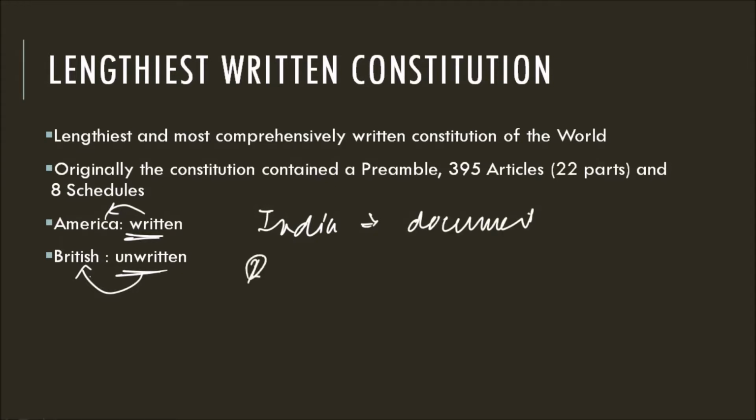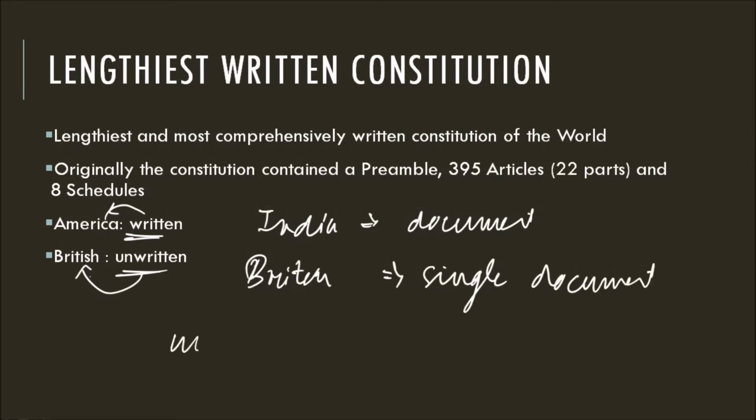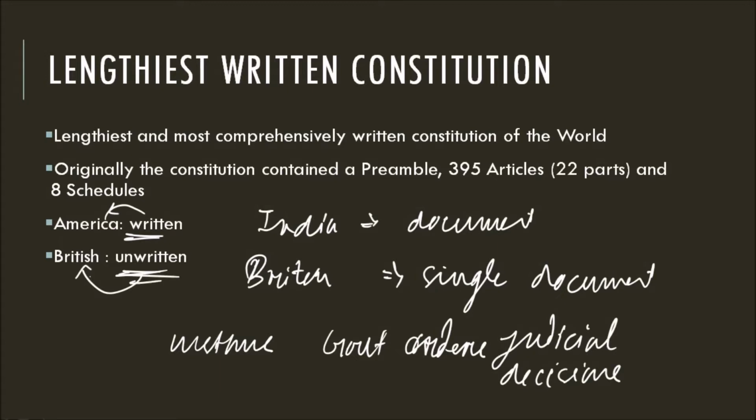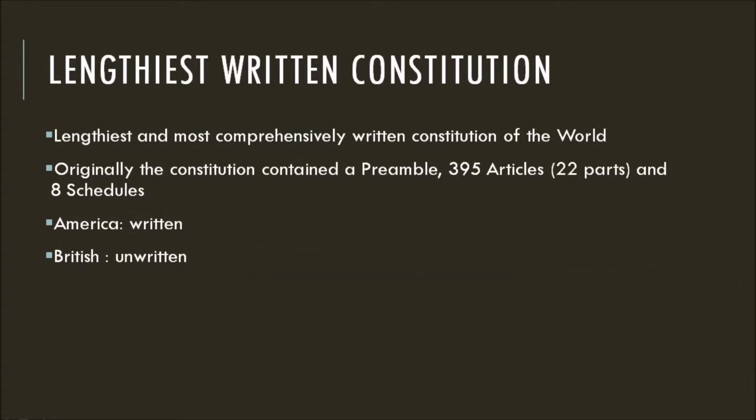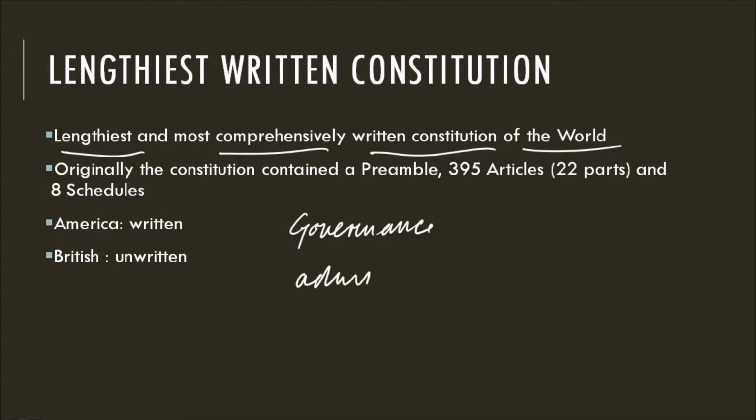But in the case of Britain, they don't have a single document, and their constitution is mainly based on customs, previously issued government orders and judicial decisions. By unwritten, we only mean that the constitution is not documented in a single document, right? The Constitution of India is the lengthiest and most comprehensively written constitution of the world. It contains fundamental principles of governance and detailed administrative provisions.